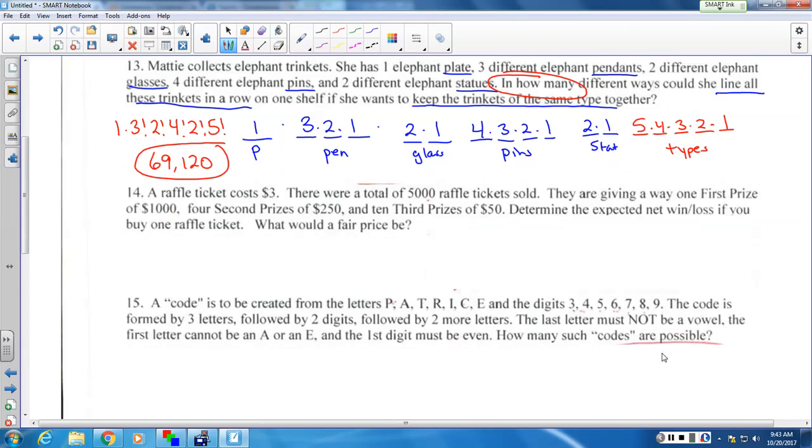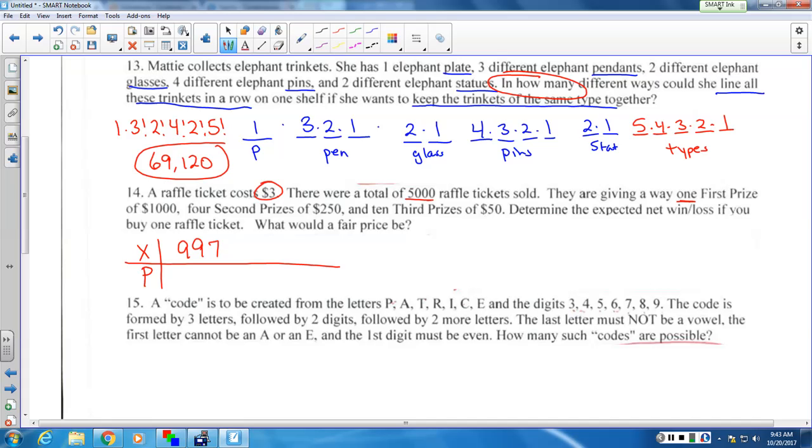Number 14, a raffle ticket costs $3. There are a total of 5,000 raffle tickets sold. They're giving away one first prize of $1,000. So I'm going to start making a little chart here. If I get first prize of $1,000, but I paid $3 for the ticket, I'm actually going to go home with $997.